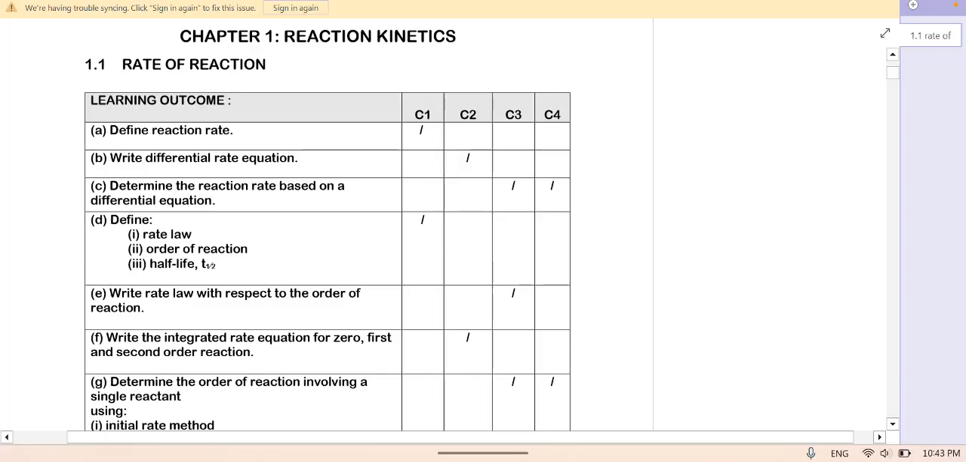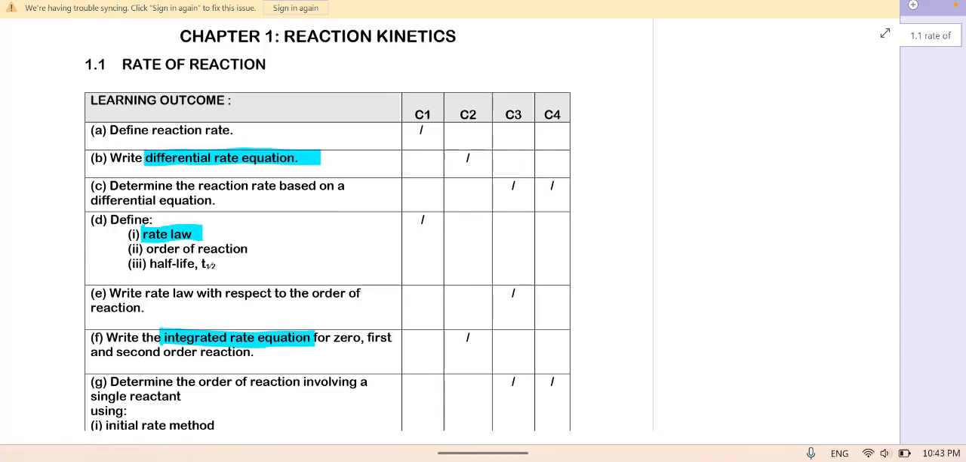Chapter 1, Reaction Kinetics. 1.1, Rate of Reaction. So in this subtopic, we will learn about the differential rate equation, the rate law, and then the integrated rate equation. So basically, there are three different equations with different purposes.